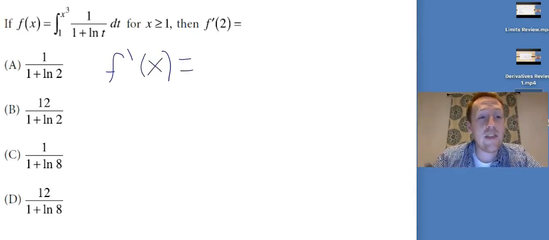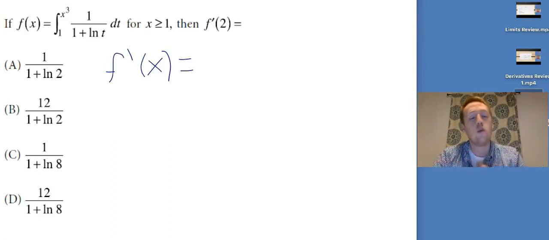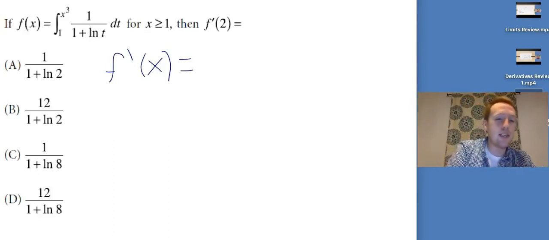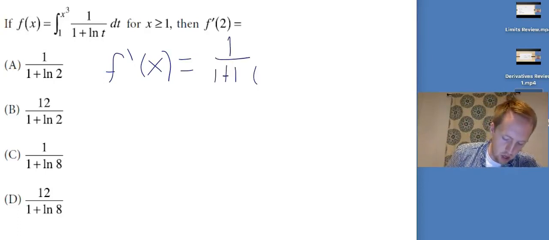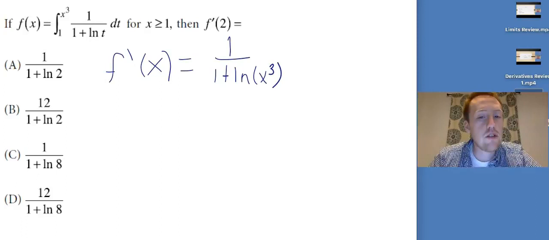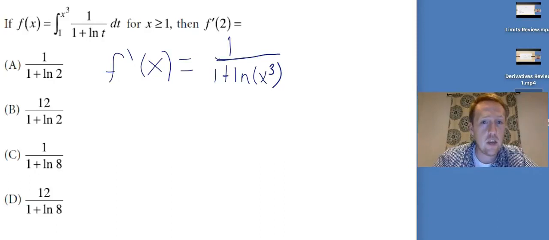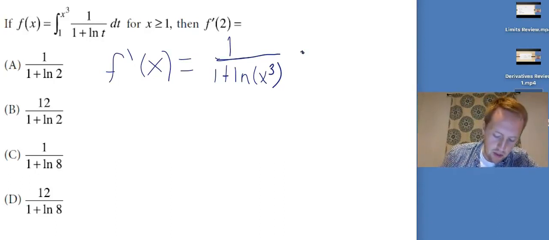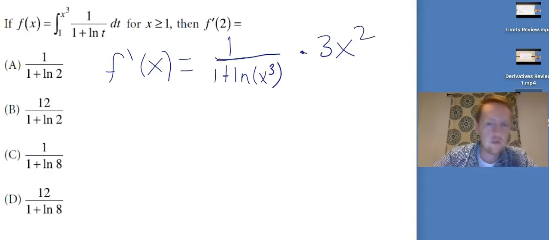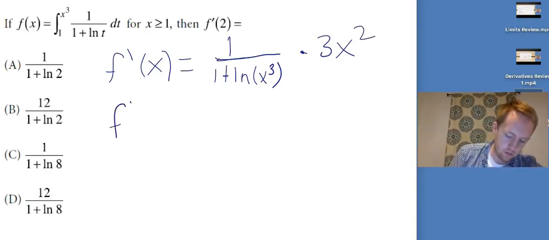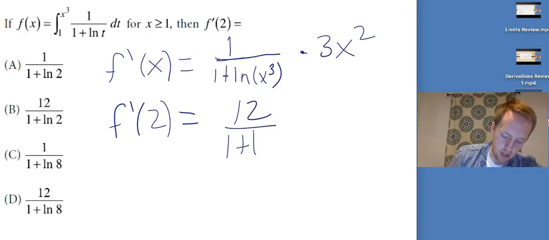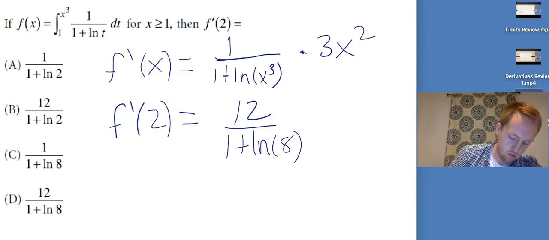So I see that that is not just an x in the upper bound. So what I'm going to do is take that x cubed, and every time I see a t, I'm going to put x cubed. So I've got 1 over 1 plus natural log of x cubed. But I also see that is not just an x in the bound. That's an x cubed. So because of chain rule, I have to multiply by the derivative of the upper bound. Now I just plug in the 2. 2 squared is 4 times 3 is 12 over 1 plus ln of 8. So D.